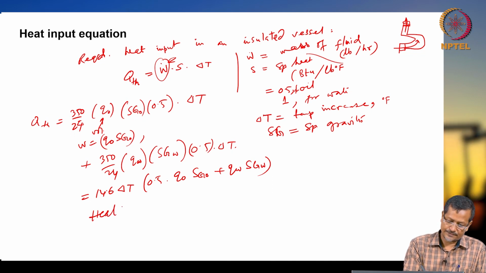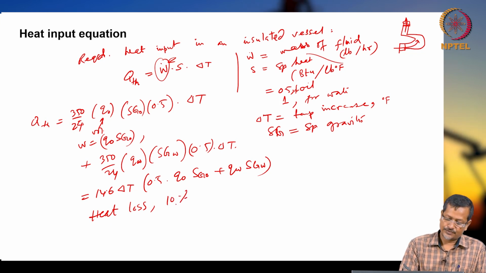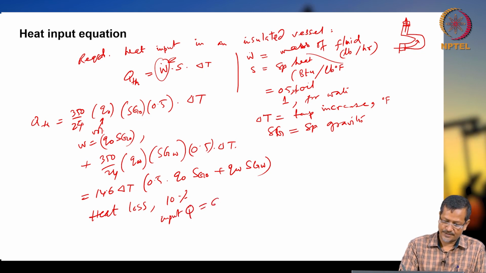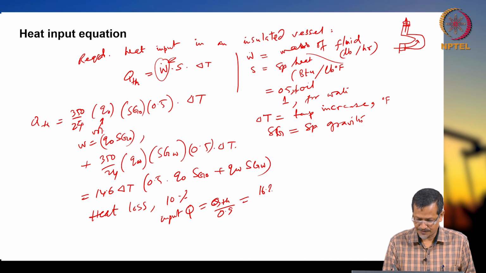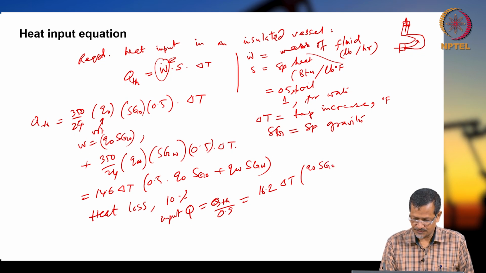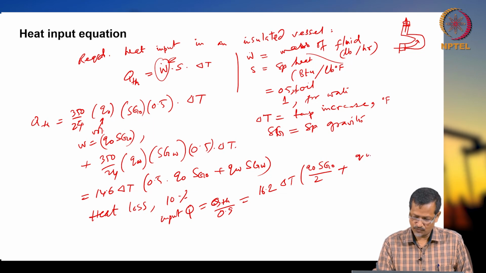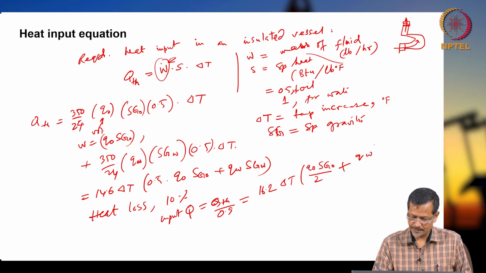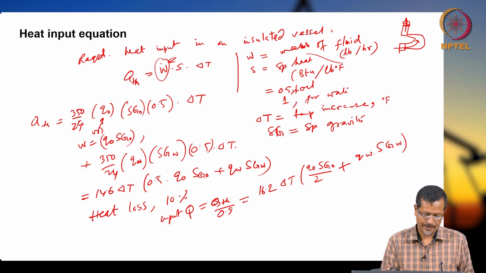Heat loss, 10% we are assuming. So, input heat equals Q theoretical 0.9, so 90% you are using. So, it will be like 16.2 del T, Q_O SGO divided by 0.5, or by 2 I can write, plus Q_W SGW. Okay, Q_W means water flow rate, SGW water specific gravity.